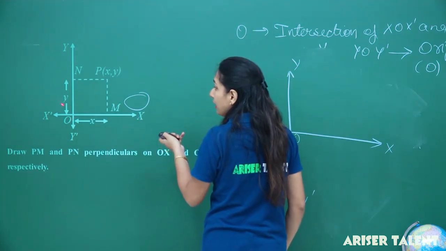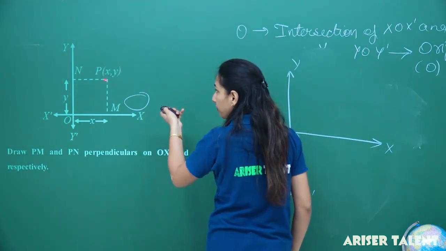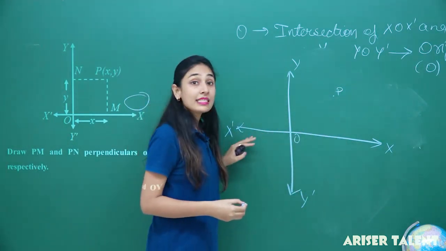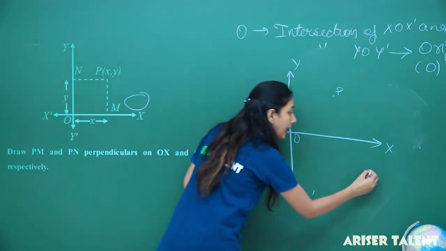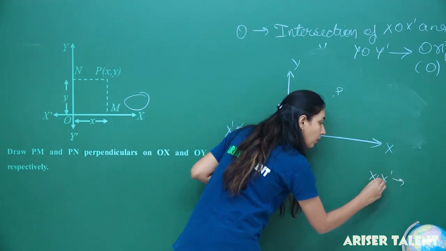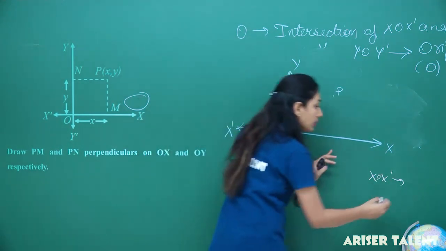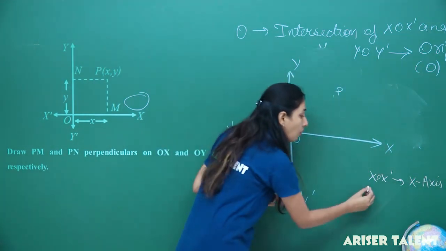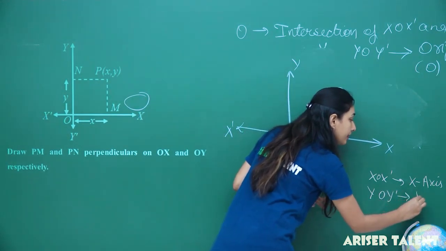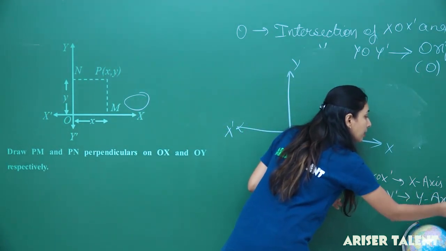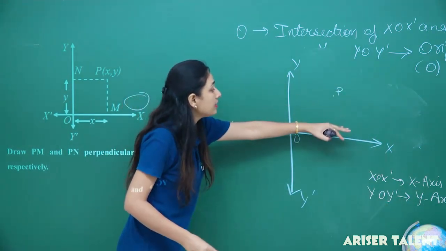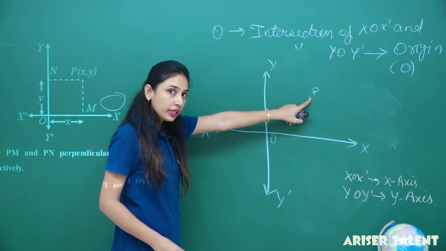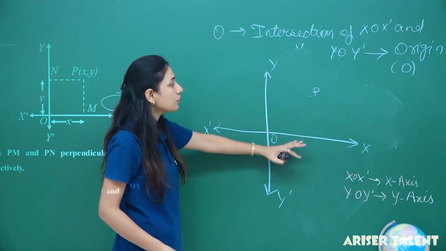Now, if I just name that particular point P, this is X, X dash. Or I call it XOX dash, which is the X axis. Now YOY dash is the Y axis. So this is the X axis, this is the Y axis. Now I have this fixed point O here, which is at some distance from these two lines.